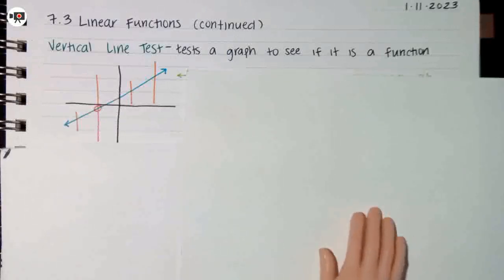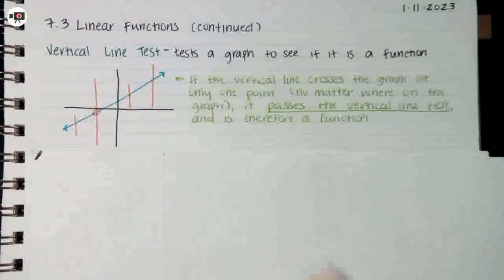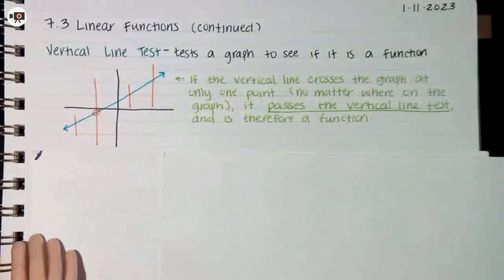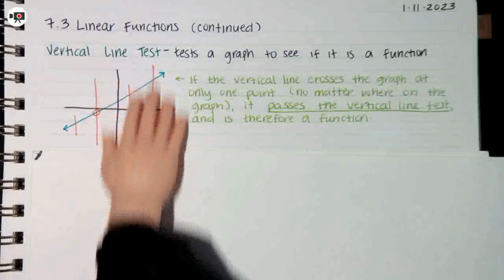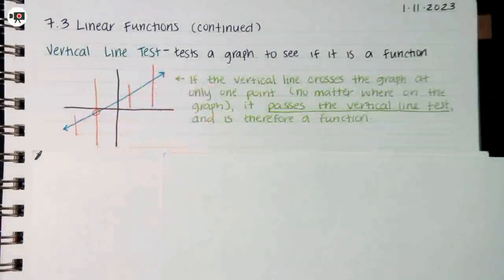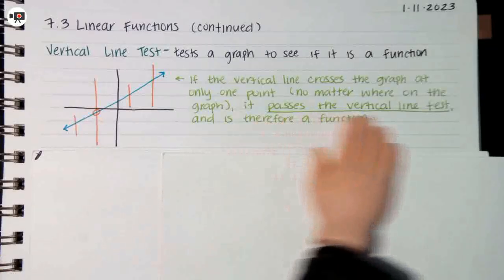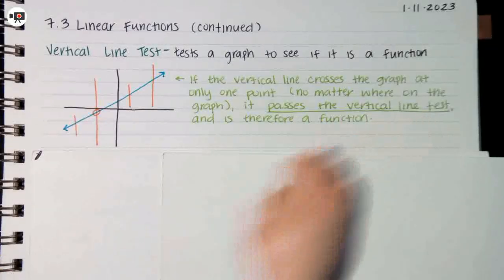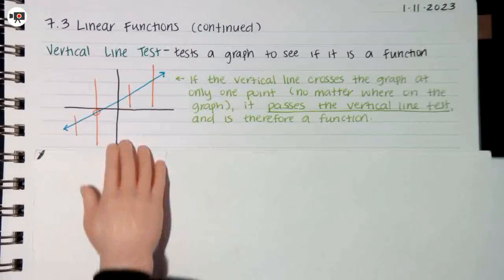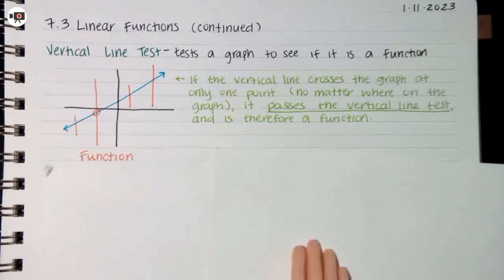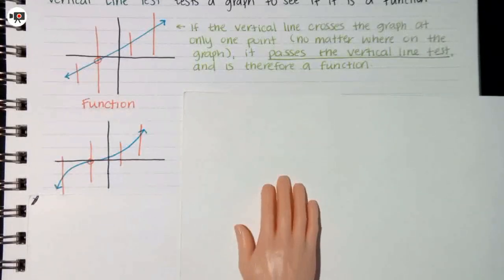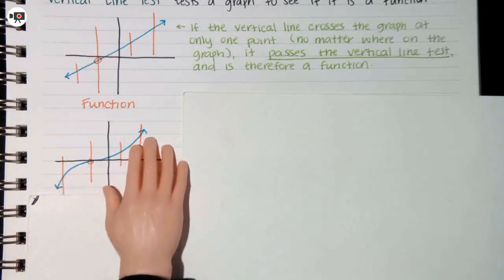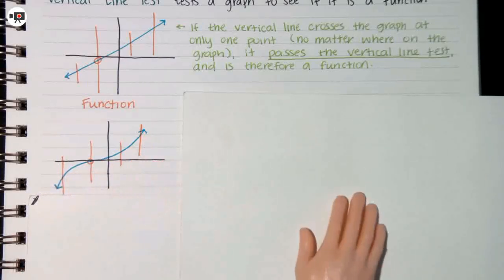So here I have a graph of a line. And the vertical line test says that if I can draw a vertical line through any point on this graph and it will cross only one time, it will never cross twice, then it passes the vertical line test and is therefore a function. So this is a function. Here on this line, even though it's not a straight line, it passes the vertical line test. Each one only crosses once.